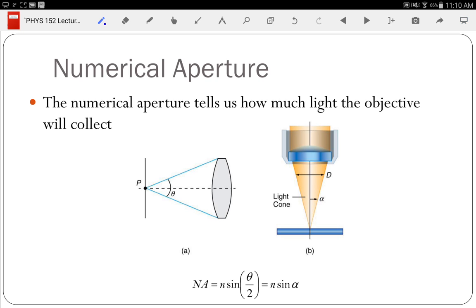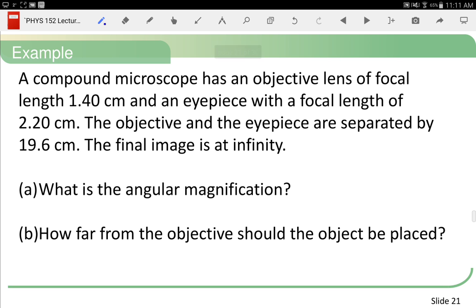The angle of collection is shown as theta in the figure on your left, which you can just do geometrically. And alpha, it's not so clear. This picture comes from the textbook. Alpha is this angle right here. So alpha is just half of that full collection angle. So this is an important parameter you will see for your microscope objective lenses, the numerical aperture telling you about its collection. That's all I'm going to say about the numerical aperture. Let's move on to doing a microscope problem.